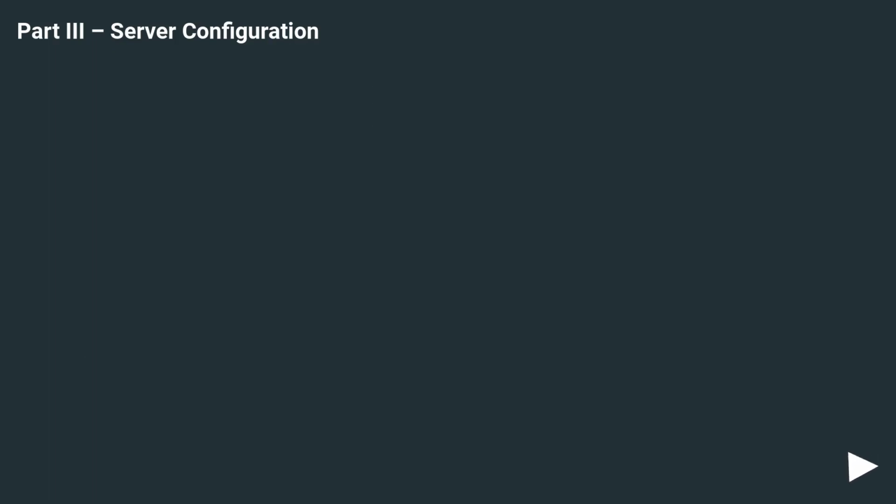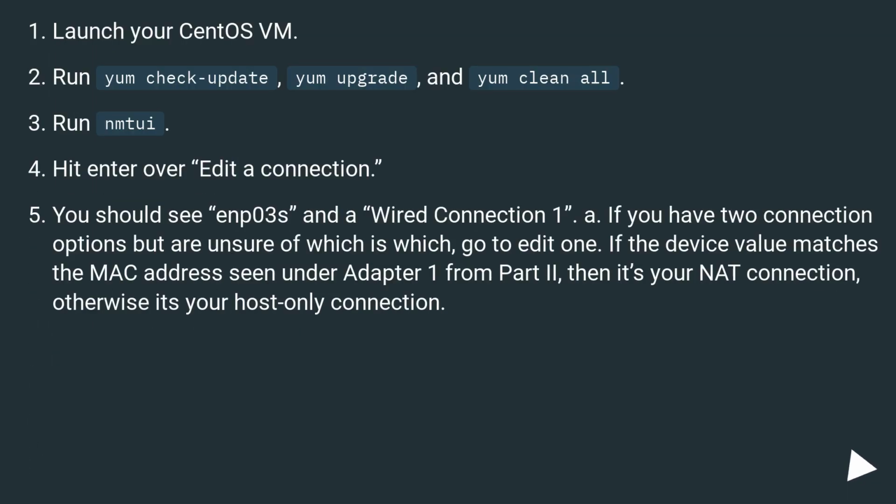Part 3: Server Configuration. Launch your CentOS VM. Run yum check-update, yum upgrade, and yum clean all. Run nmtui and hit enter on edit connection. You should see an enp0s3 and a Wired connection 1. A. If you have two connection options but are unsure of which is which, go to edit. If the device value matches the MAC address seen under Adapter 1 from Part 2, then it's your NAT connection, otherwise it's your host-only connection.